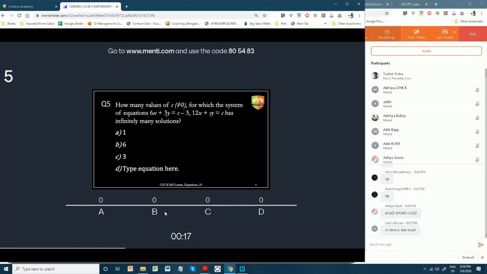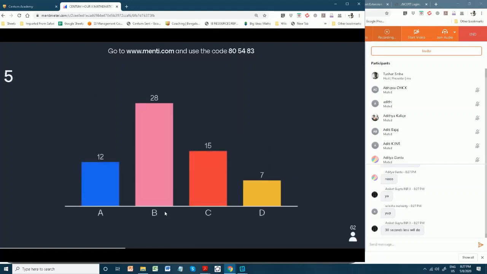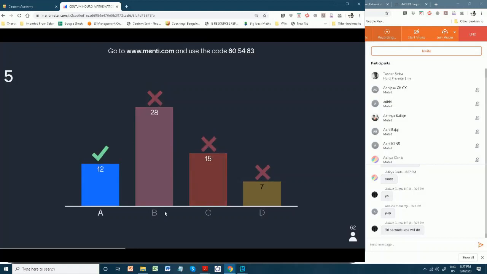Too much. Okay, let's see. If time is too much, then everyone should get it correct. Even with 100 seconds given, most of you have made it wrong. What is the point of having lots of time? All of you have marked 6.